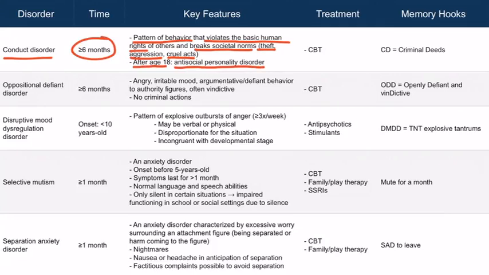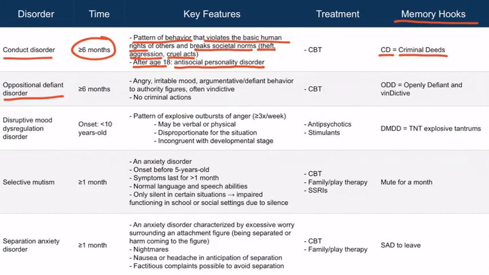Conduct disorder can often be confused with oppositional defiant disorder, but we'll help you understand why these are different and how you can prevent getting tripped up on a test. But the main thing to remember is that people with conduct disorder really do criminal acts, while people with oppositional defiant disorder really aren't committing crimes. So if you look at the far right column for the memory hook, we can see that conduct disorder, CD, can help you remember criminal deeds. So people with conduct disorder are basically little criminals.